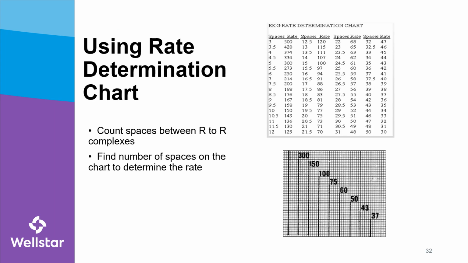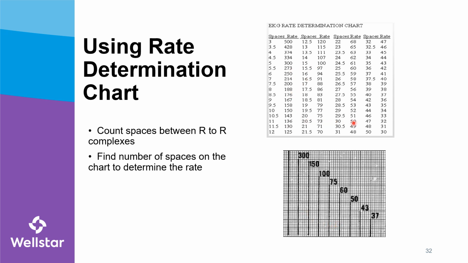If you found yourself having to count the rate by using the rate determination chart, you would count the spaces between R to R complexes. And in order to do that, you would need to know that the space between this line and that line is 0.2 seconds, and 5 of these, 1, 2, 3, 4, 5, that is 1 second in time. So if a QRS complex were to fall on this line and the next QRS complex were to fall on this line, you'd be looking at a rate of 300. If the first QRS complex fell here and the next one was here, that's 150. And if it was here and here, that's 100, and so on and so forth.